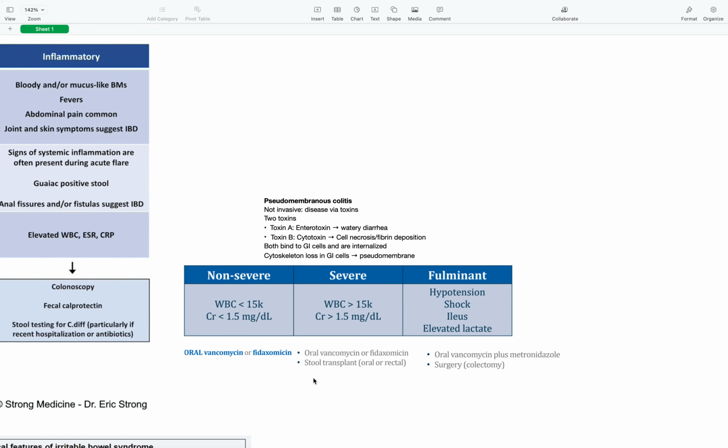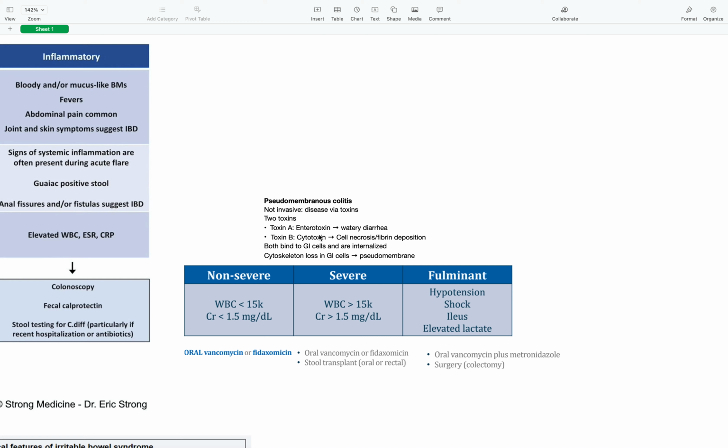So if you suspect C. diff infection, you need to test for toxins. Okay, you're not going to do cultures, but what is important in the diagnosis of C. diff infection is the toxins. All right, so the bacteria releases two toxins, toxin A and toxin B. Toxin A is called the enterotoxin, which is responsible for watery diarrhea, and toxin B is the cytotoxin, which causes cell necrosis and fibrin deposition.